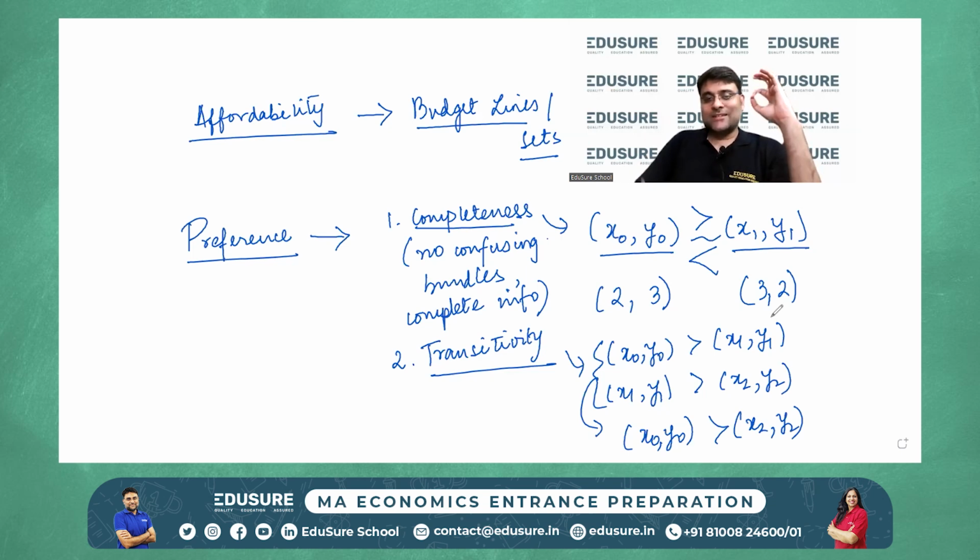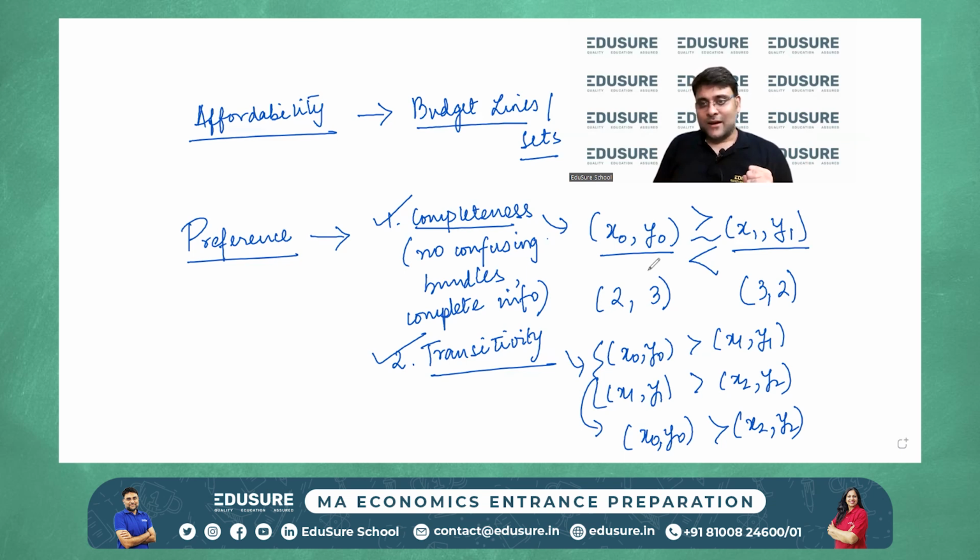So the economist says that completeness is a property which I will expect the preference of the consumer to satisfy. Transitivity is also a property I will expect the consumer to satisfy, because if he or she likes a bundle A over some other bundle B, and I have the information that I like the bundle B over the bundle C, then it has to be the case that the consumer will like the bundle A over the bundle C.